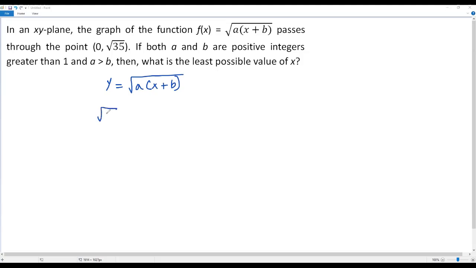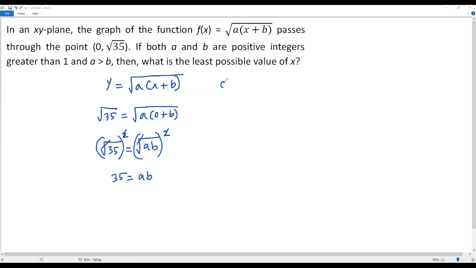Okay, let me do it. Then I'm getting square root of 35 equals the square root of a times 0 plus b. Then we get square root of 35 equals the square root of 0 plus b, which is just b. When I multiply a and b, I'm getting square root of ab. Now to get rid of the square root on both sides, we can square both sides. When I square both sides, the square root will cancel. The same thing on the right side as well. So I'm getting 35 equals ab. That is, I got the result a times b equals 35.